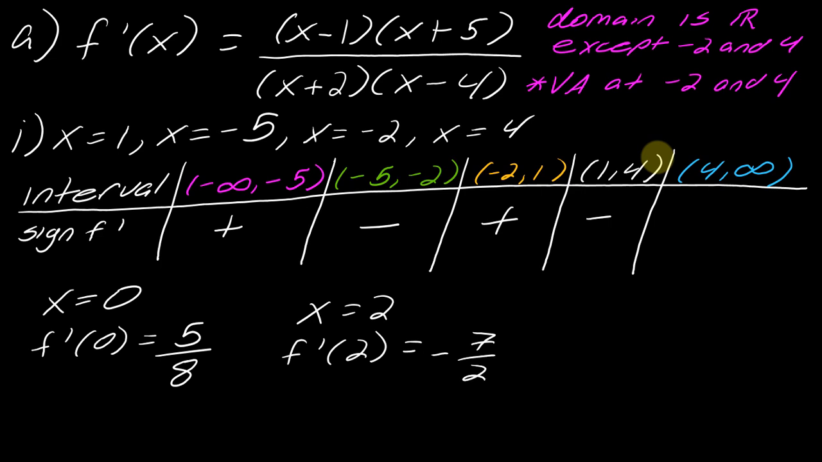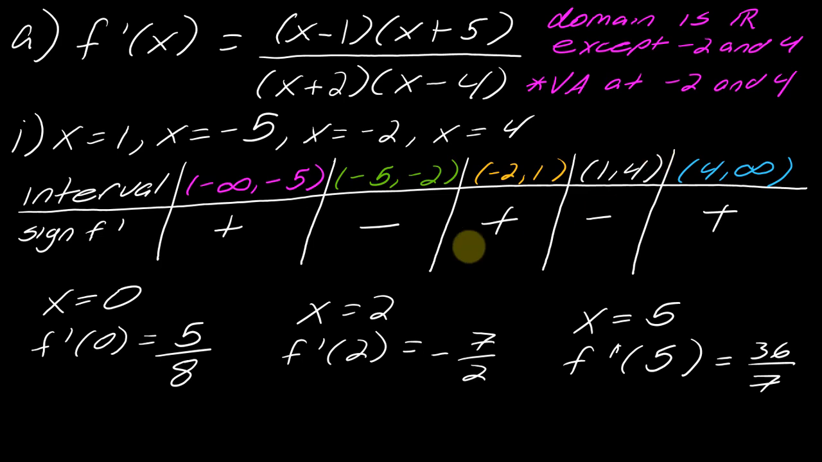And then for this final interval, if I choose x equals 5, and I plug that in, this comes out to 36/7. Again, all I care about though is the sign. So however you got to this conclusion is totally fine. You don't even really need all this other work.